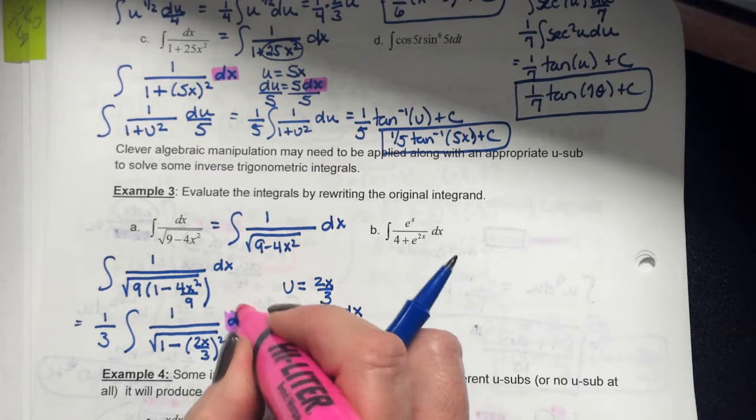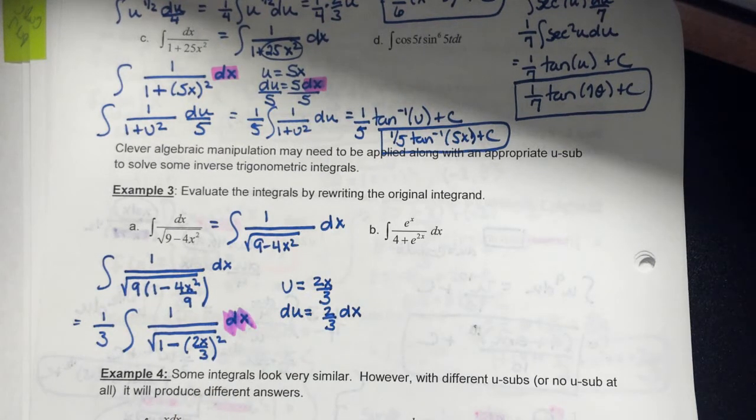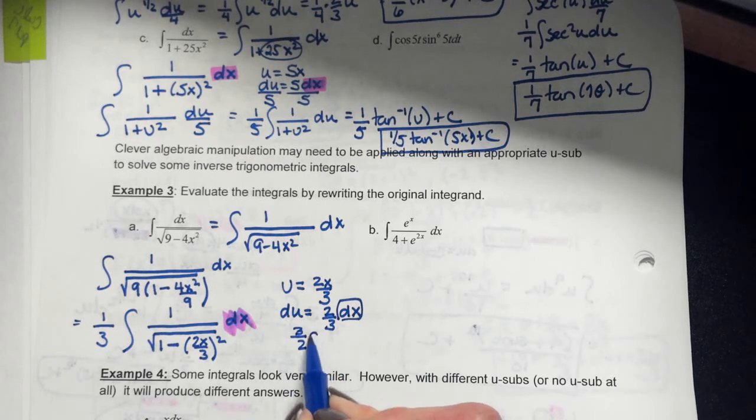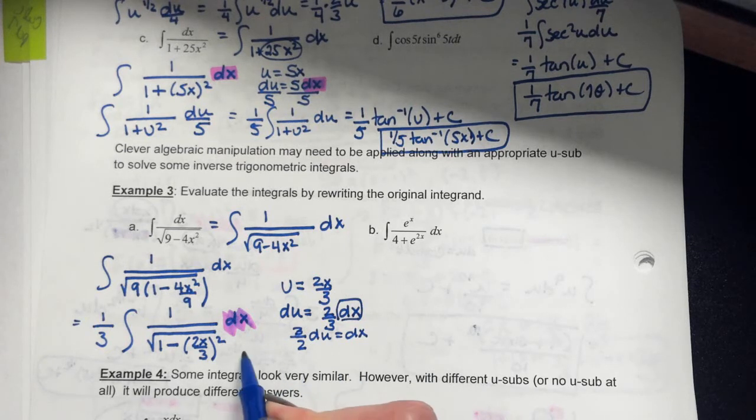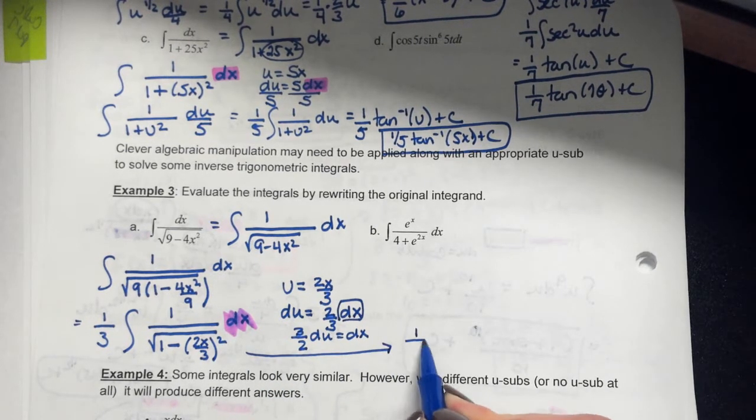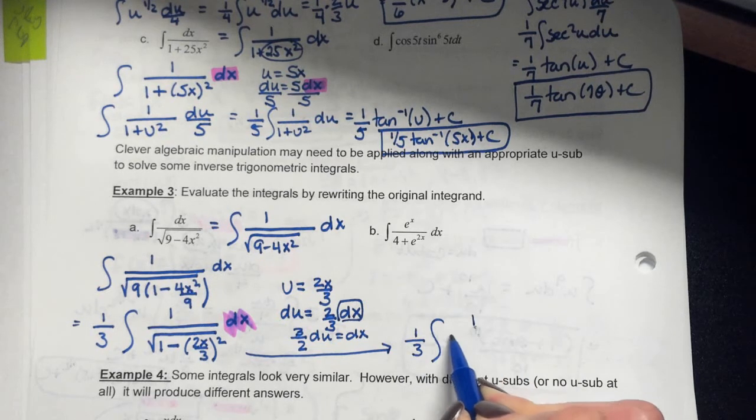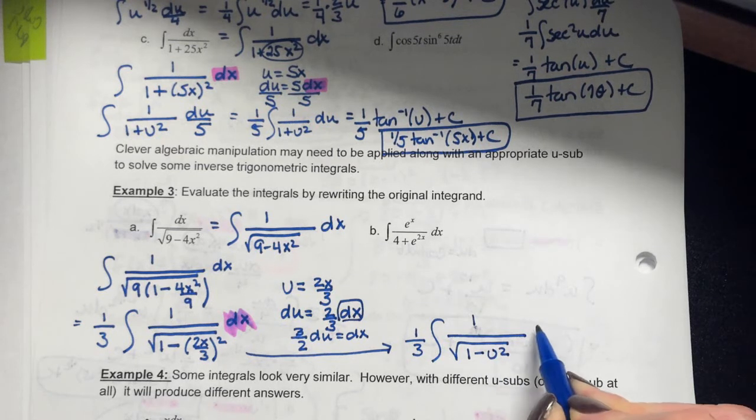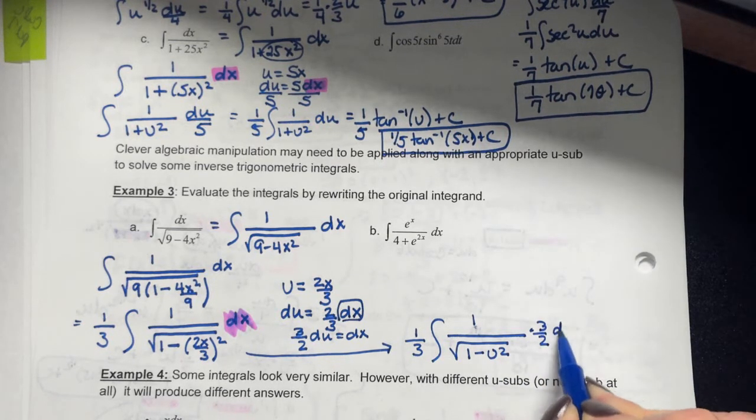Well, here's my dx right there. What am I going to have to divide to solve for dx? I'm going to have to divide both sides by 2/3, which means I'm going to multiply by 3/2. So 3/2 du is equal to dx. So that I can rewrite this integral, just so I'm not squished, I'm going to do it over here: 1/3 times the integral of 1 over the square root of 1 minus u squared times 3/2 du.